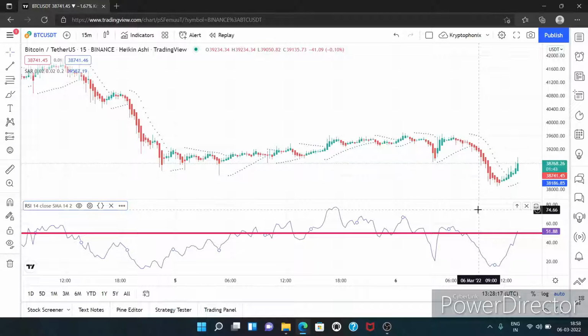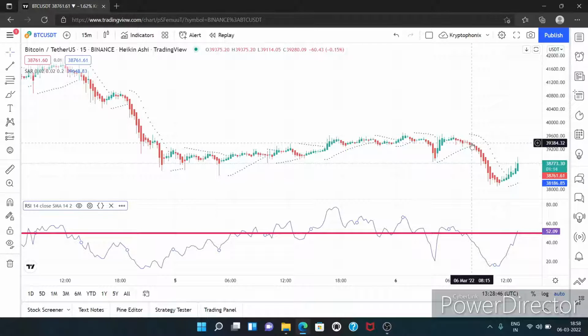I'll repeat it again. When the price is below the SAR level and the RSI level is below the 50 mark, this is a signal to short. We will be shorting only if both the points are satisfied. Like if you look right over here, the price of Bitcoin is below the SAR level, also the RSI is below the 50 mark. This is generating a signal to sell.